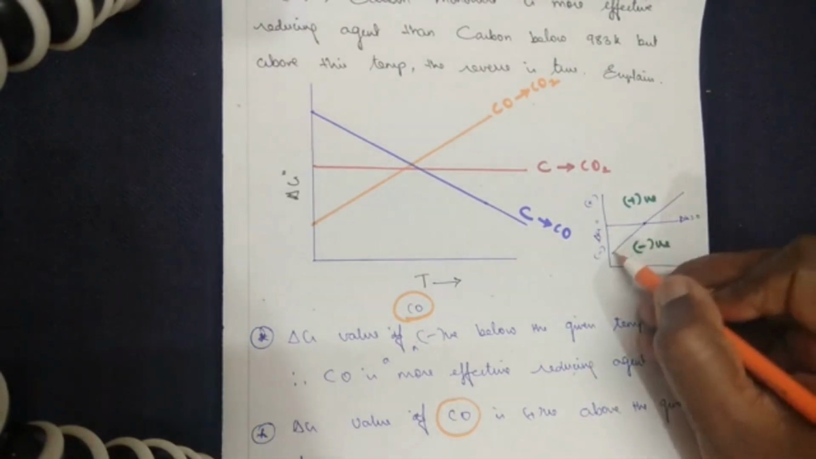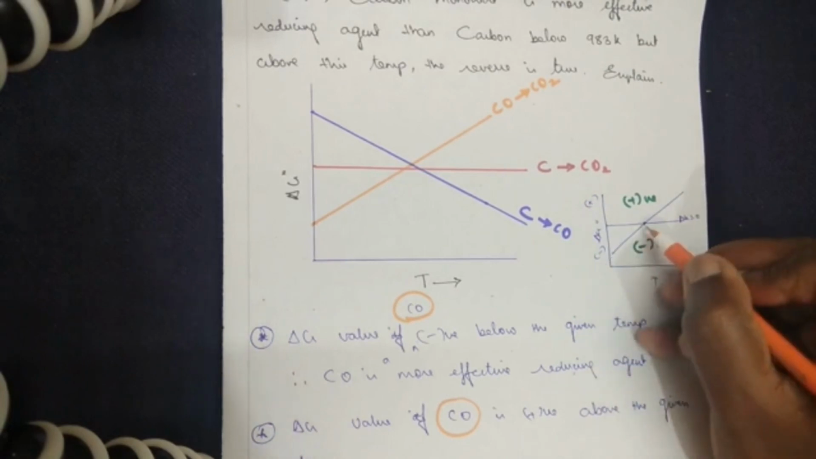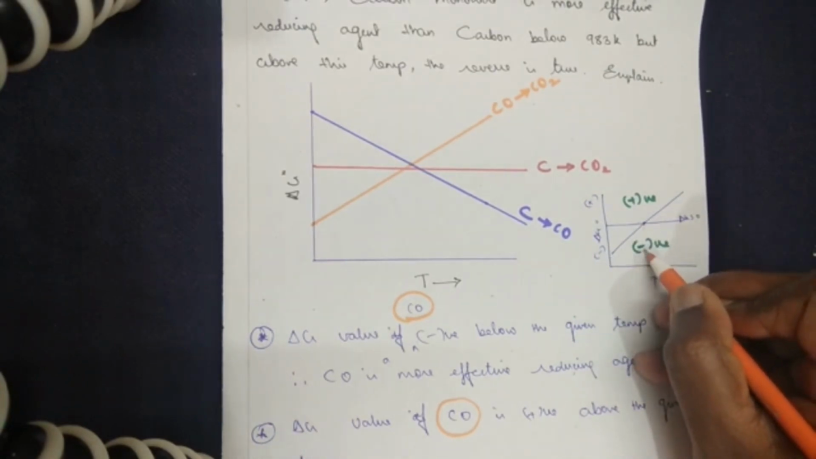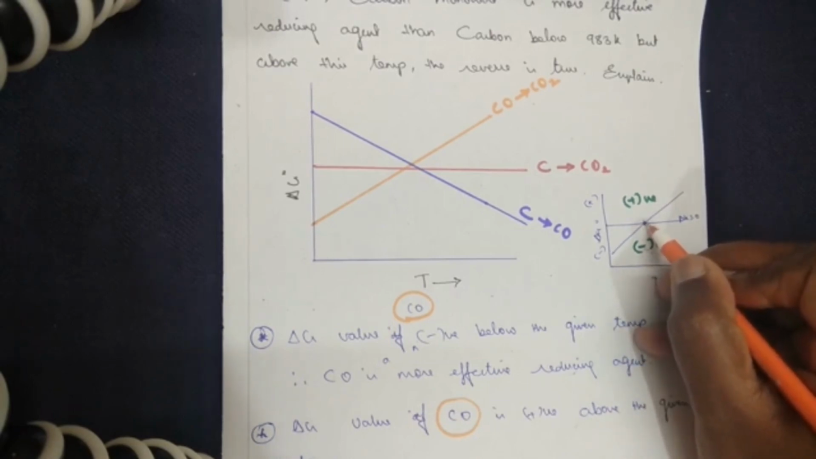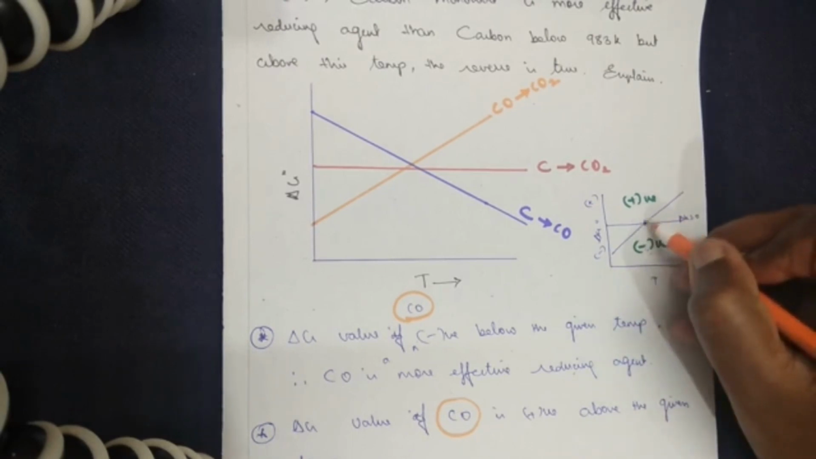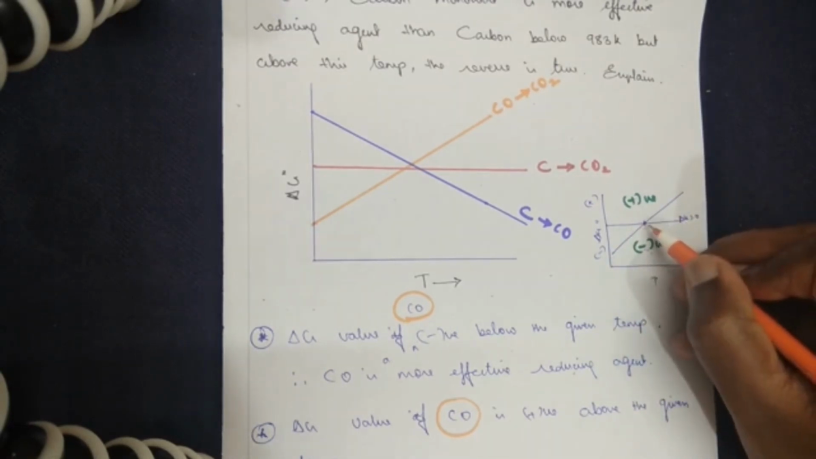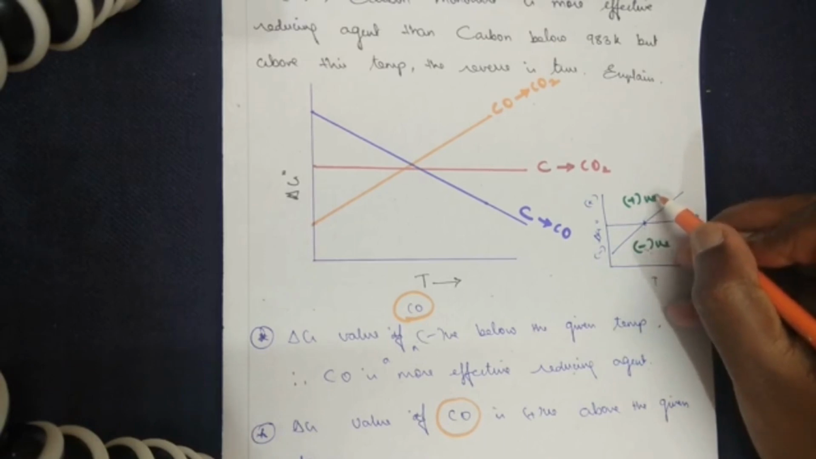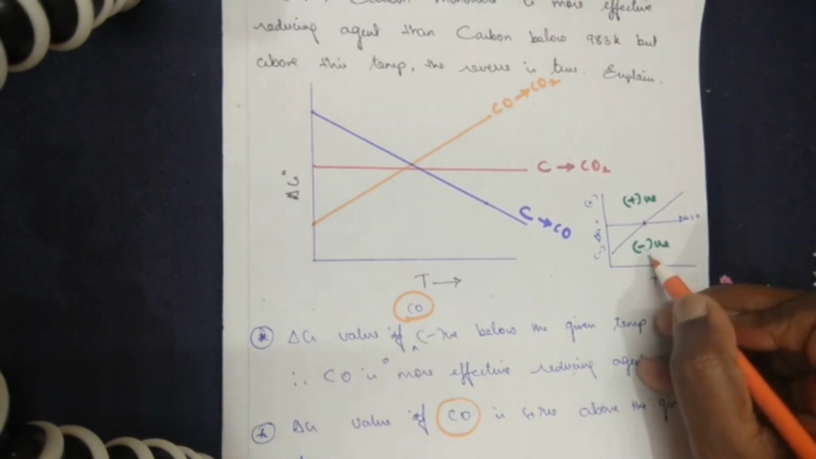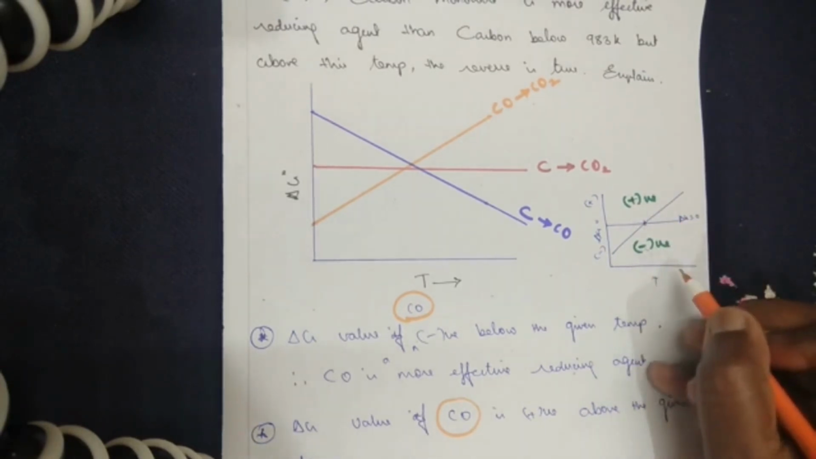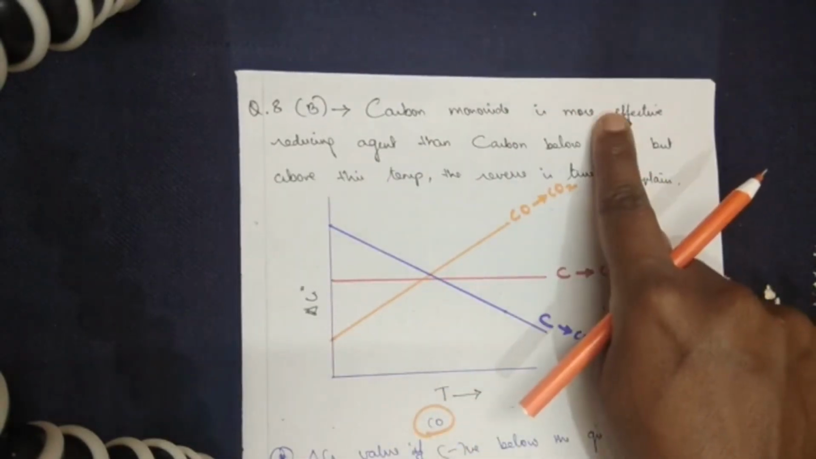As long as the metal oxide is in the negative scale, delta G is negative, it's more stable. But once it reaches the point of intersection, it crosses the equilibrium condition and moves to the positive scale. And here the metal oxide is in the positive state. Here it is in the negative state, delta G is negative, so more stable. Therefore, carbon monoxide acts as the best reducing agent.